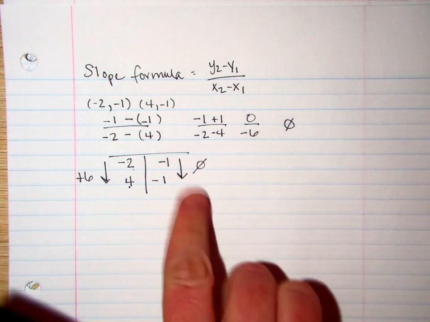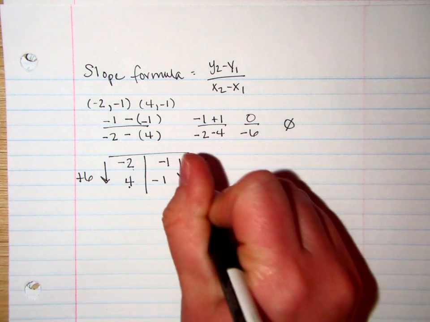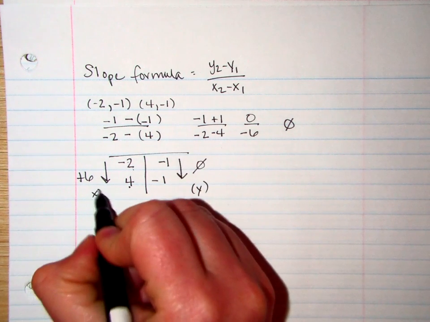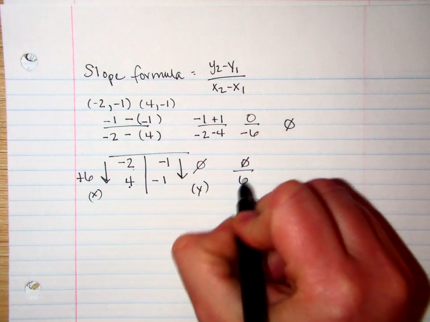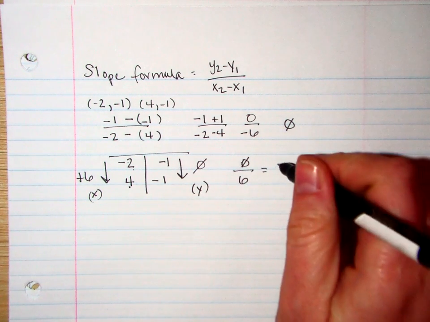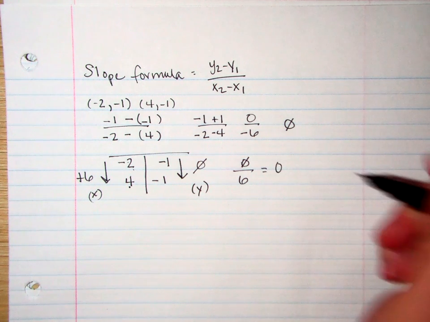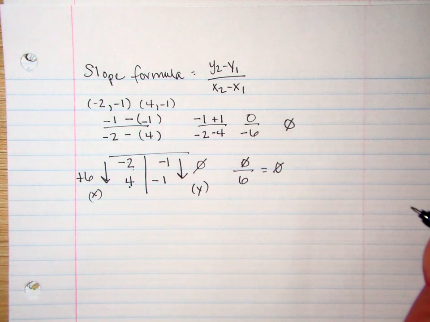This is my y's. This is my x's. It's your change in y over x, so 0 divided by 6 equals 0. So you still get the same answer, so that's the two ways that you can do your slope.